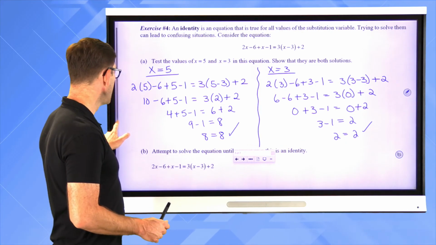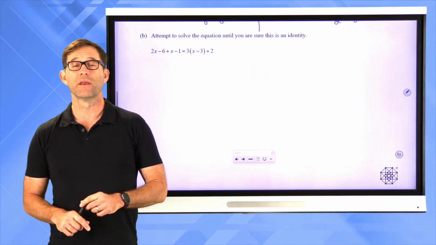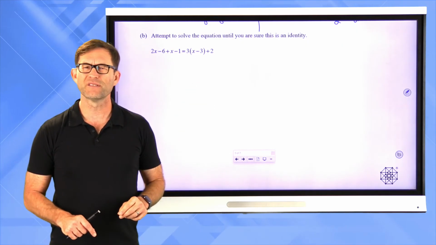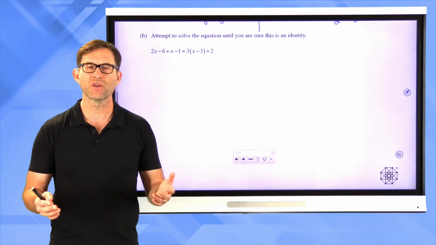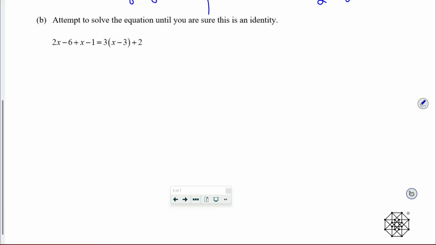All right, let's now do exactly what we did with that inconsistent equation and start to work on this thing until we see that it's an identity. And actually, let's go through this one together. All right? So here we go. Let's just pretend we're solving this like any other equation.